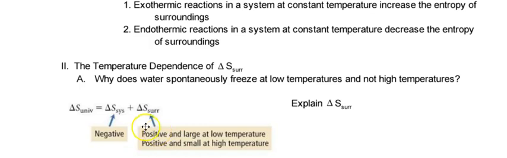So notice that if it is exothermic, in both cases the surroundings is going to be positive, that's true, but it's going to be large at low temperature, so there's going to be a lot more disorderliness at low temperatures, and it's going to be positive and small at high temperatures. That's a little bit counterintuitive, isn't it? You would think at large temperatures, you're going to have a whole lot of disorder running around.